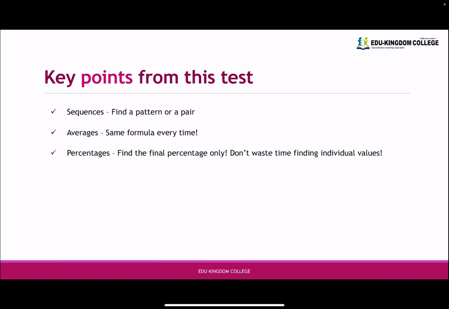Just a couple of key takeaways from this test. The first was sequencing. So find a pattern or just try and pair up if it's an addition sequence. With averages, use the same formula every time. Don't get confused, and don't try to use something else. It's just a waste of time. And for percentages, find the final percentage only. Don't waste your time trying to find individual values or the value of each different percentage. Just the final value. That's it. Save your time.